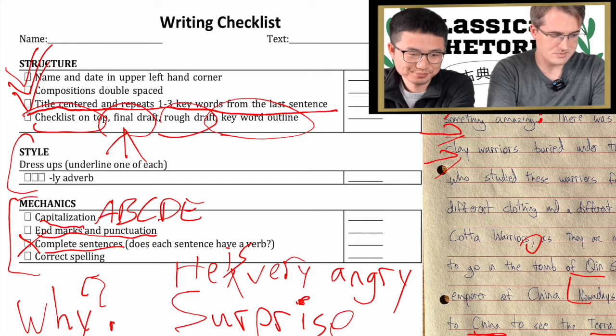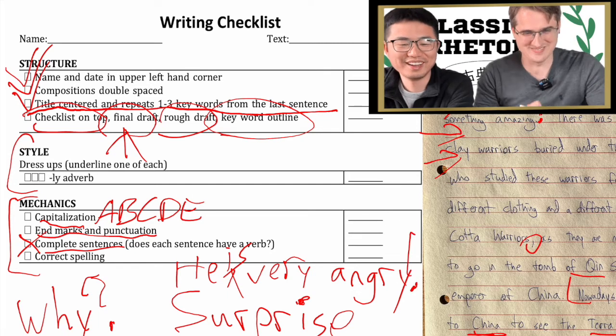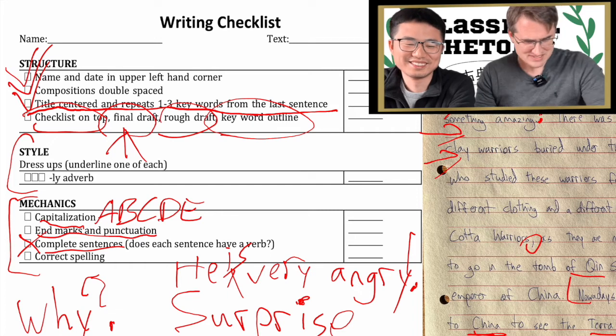Right. And this sentence is missing an end mark, so. Exclamation point. He is very angry.